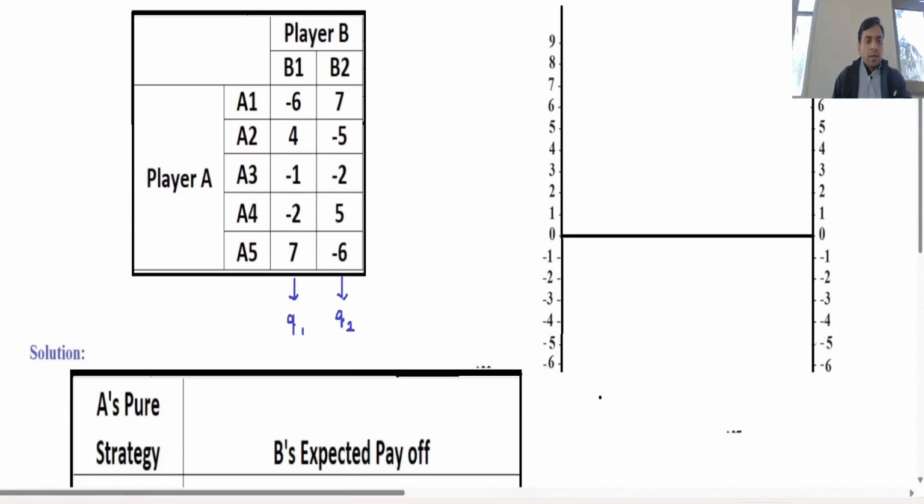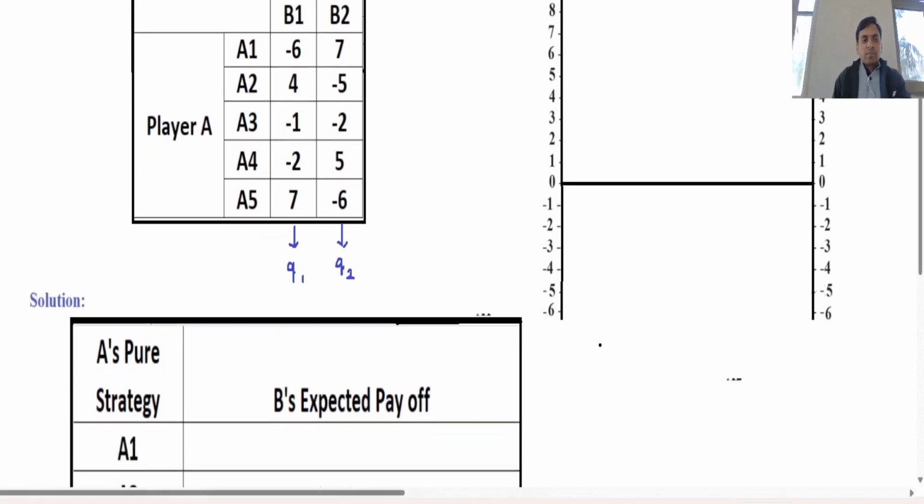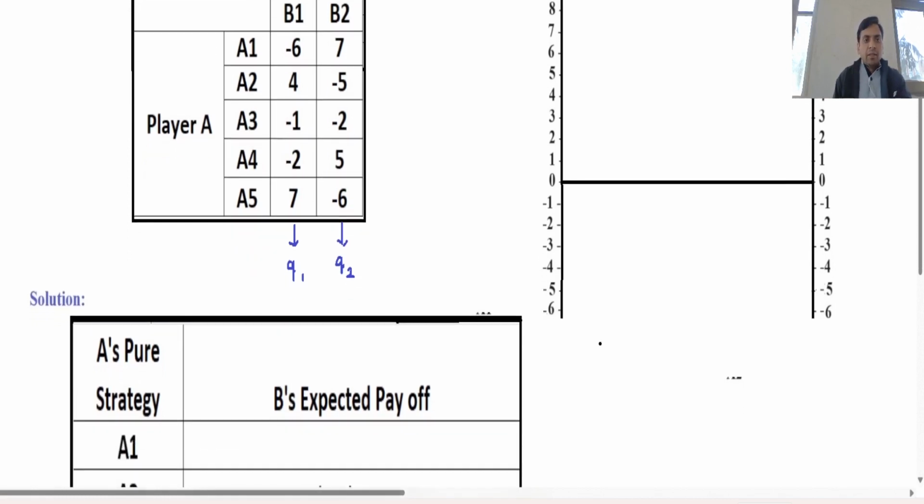As A has more strategies, A1 to A5, 5 strategies are there, so we will prepare a column for pure strategy for A. And as B has only 2 strategies, we will prepare expected payoff with combination of Q1 and Q2. So for first pure strategy A1, we will create combination like this: 6 into Q1 plus this 7 into Q2.